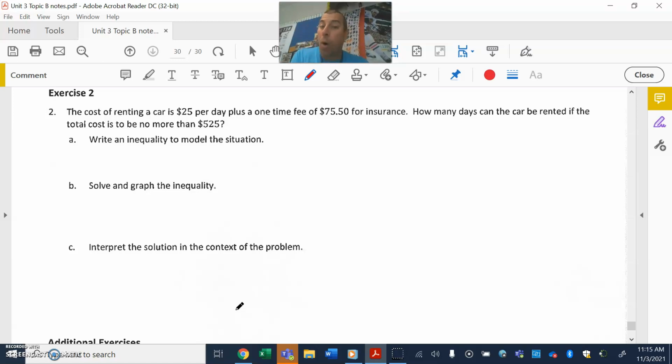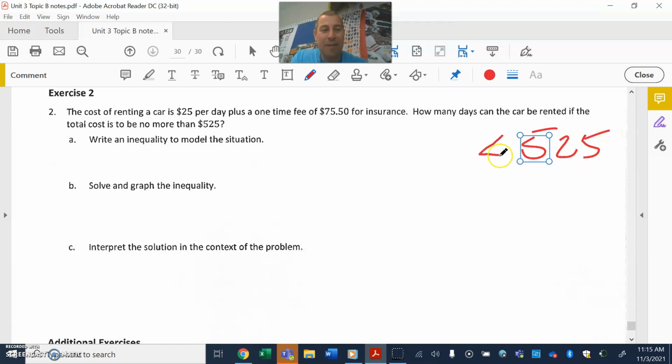Okay, no more than. Are we okay with $525? Yes, we are. Can it be more than that amount? No, it may not. So we want it to be whatever this is over here. We want it to be less than or equal to 525. So again, you just can't grab the phrase more than and use it. It's no more than.